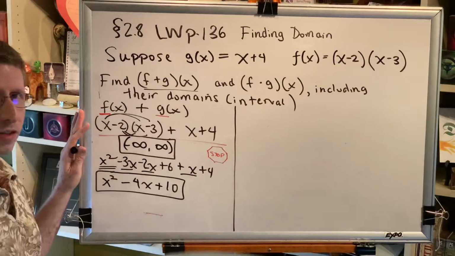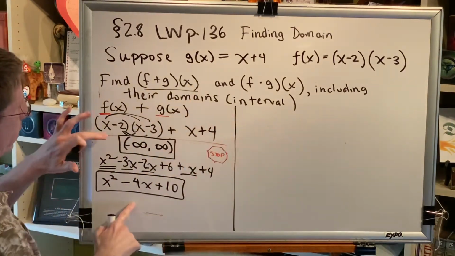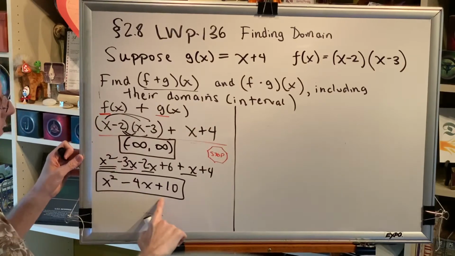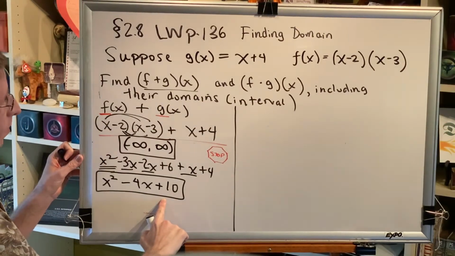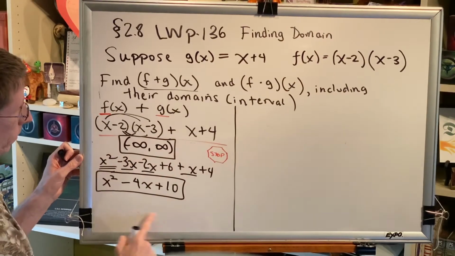And there were 2 questions, 2 answers. Find f plus g of x and its domain as an interval. We did both of those things. This is f plus g of x in its simplified form. This is the interval representing its domain.